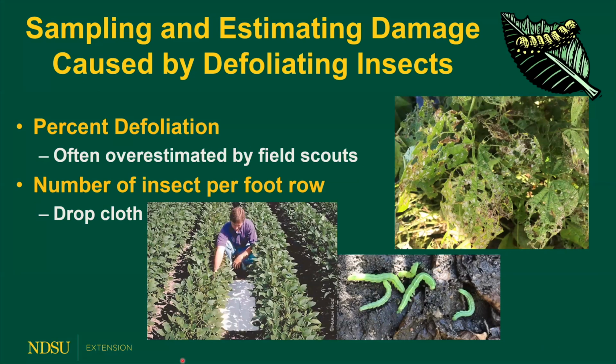For defoliation, again, you need to estimate the defoliation. It's often overestimated. Not as many people do number of insects per foot of row. You could use a drop cloth for it. It's more commonly used down in the south.